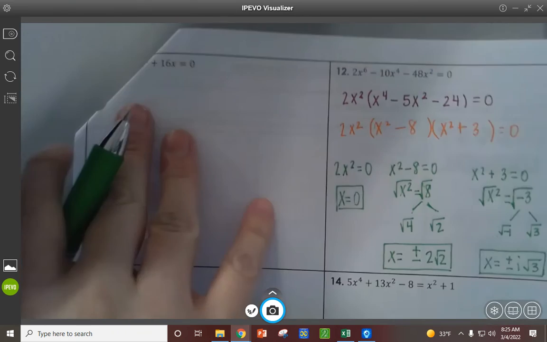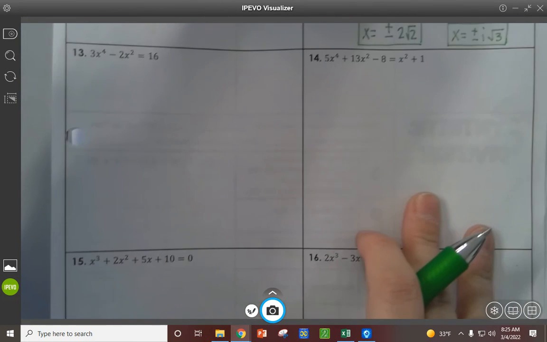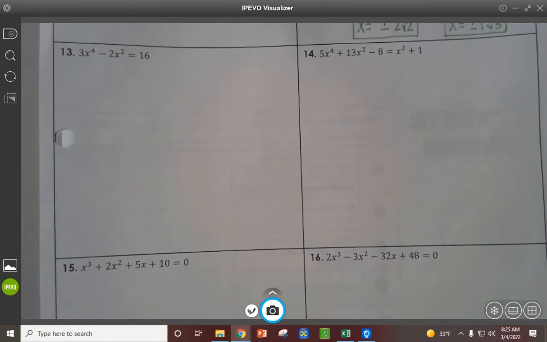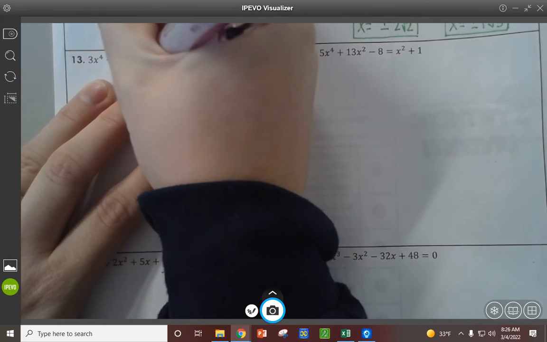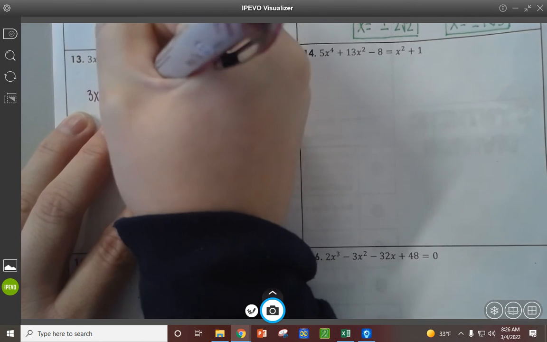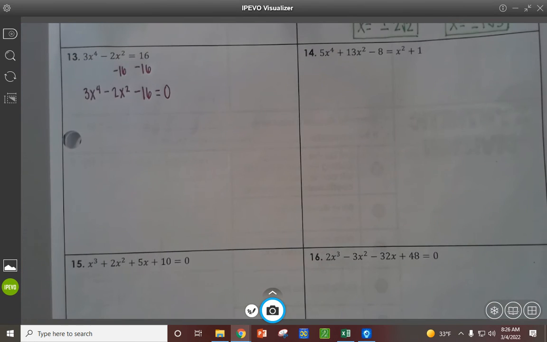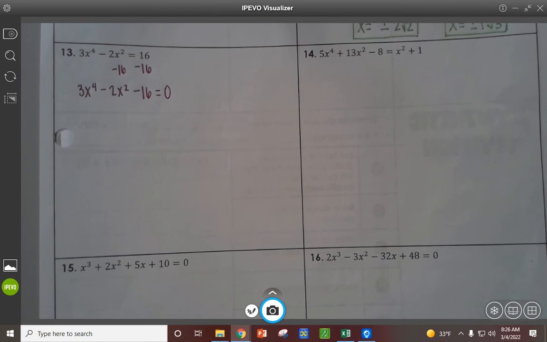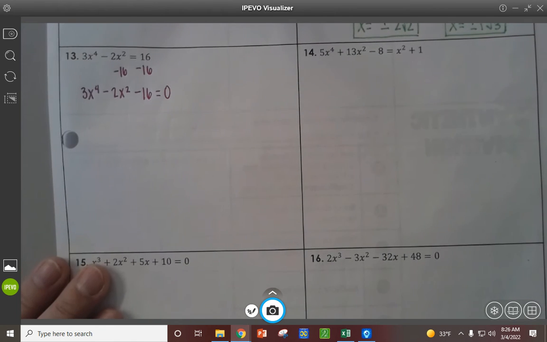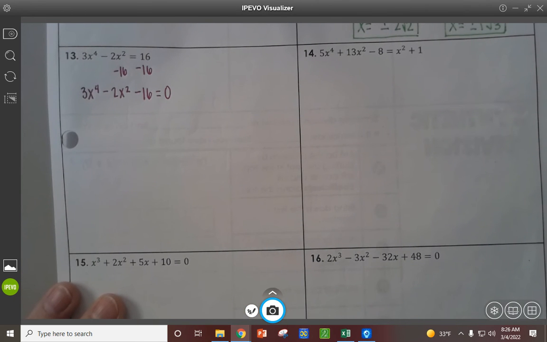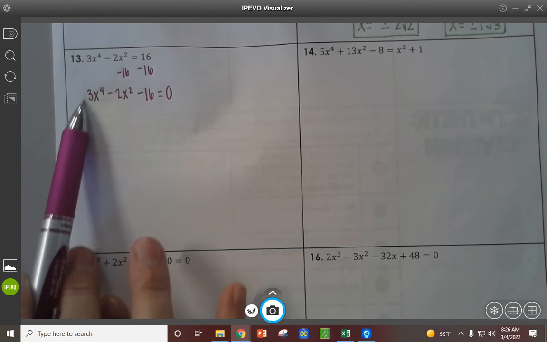Let's do number 13. Is this set equal to 0? Nope. So you got to subtract 16 from both sides. Is there a GCF? No. And it's a trinomial. Are we going to have to use the box method? Yes, we are, because there is a number in the front.